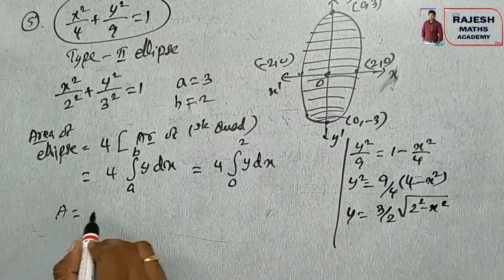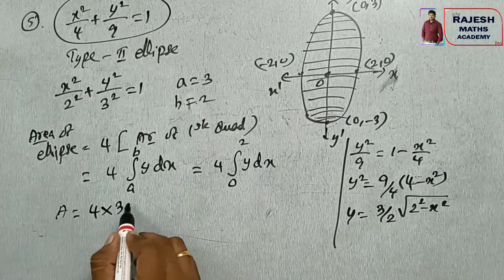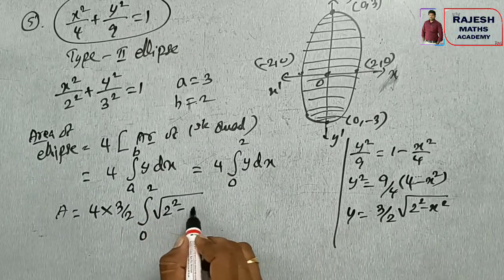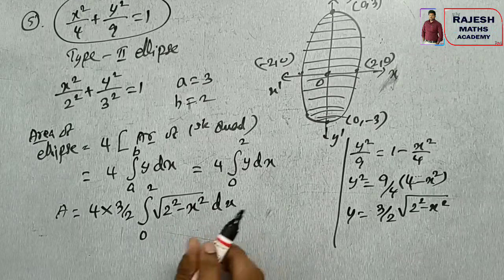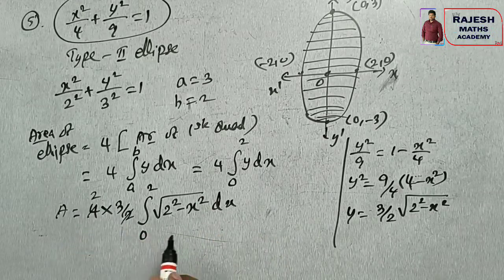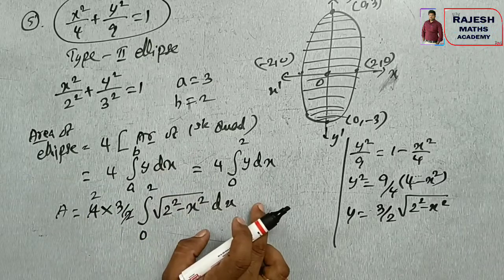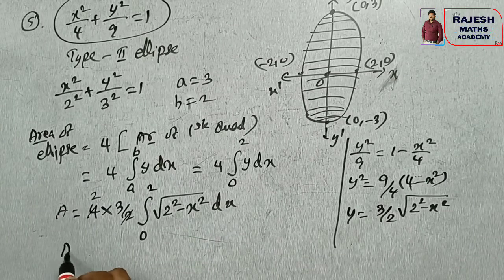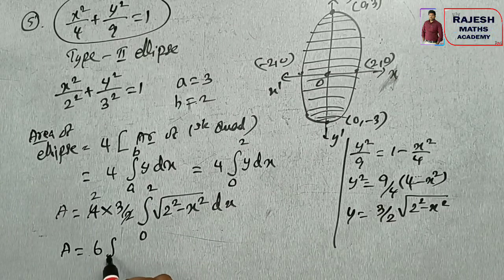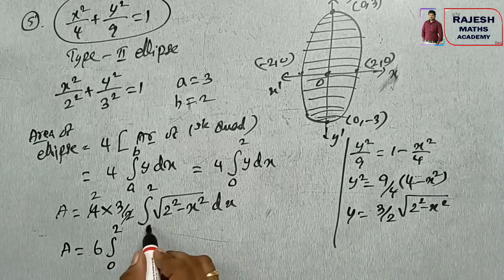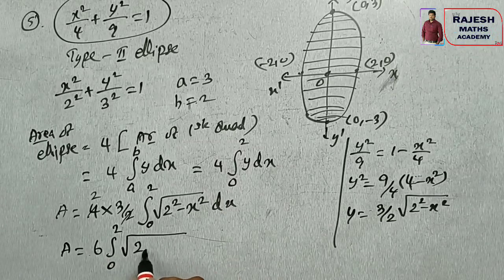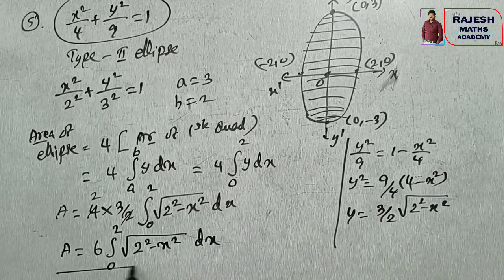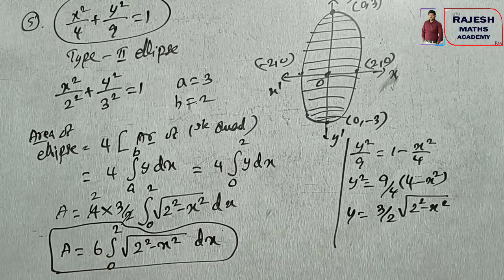So what is the area? Area equal to 4 into 3 by 2 will be outside, integral 0 to 2 root of 2 square minus x square dx. So you can cancel these two, and that 6 will be multiplied with this integral. So we will evaluate this integral now. Clear? So area equal to 6 times integral 0 to 2 of root of 2 square minus x square dx. This value we have to calculate now.